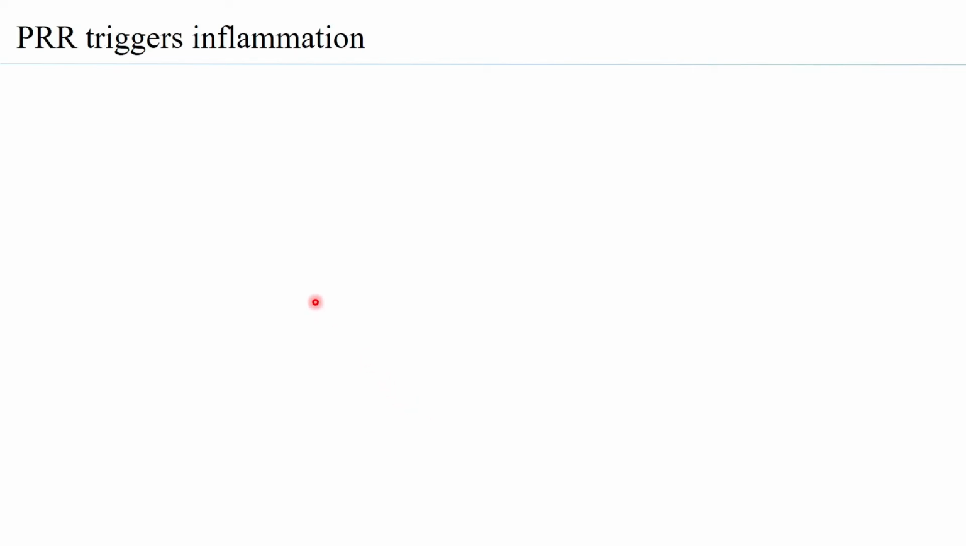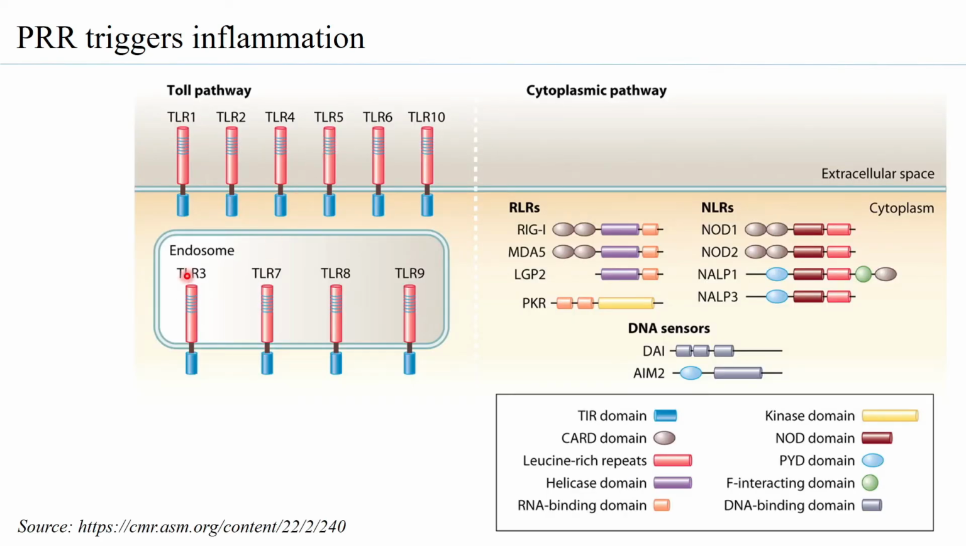Of course, at the onset, what is the most important is the pattern recognition receptors. They are the ones that are actually eventually giving rise to an inflammatory response. So it is PRR that triggers the inflammation. Now, we all know that there are several different types of pattern recognition receptors, a few of which is again covered over here.